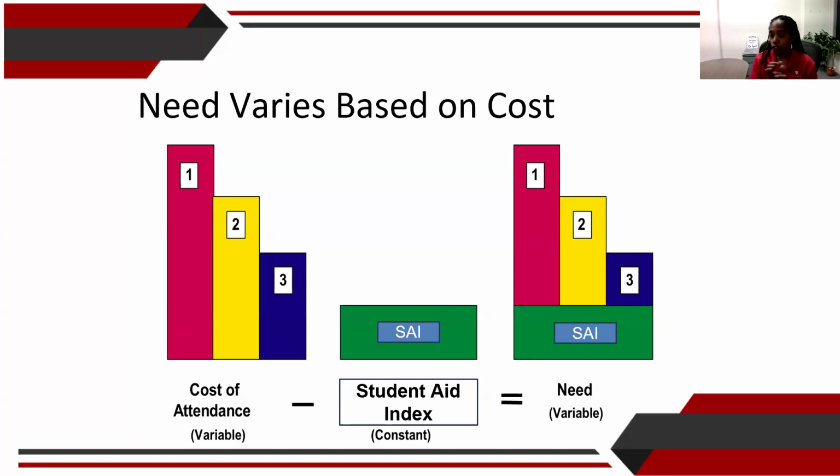And if you notice, your SAI is going to remain the same throughout, no matter what school you go to, and so therefore your need varies. So you may qualify for a need-based loan at school 1 and maybe Stony Brook, but if you're attending a lower cost school such as Suffolk, where the cost is not as high compared to the number 1 school, you may not qualify for a subsidized loan. Just keep that in mind.